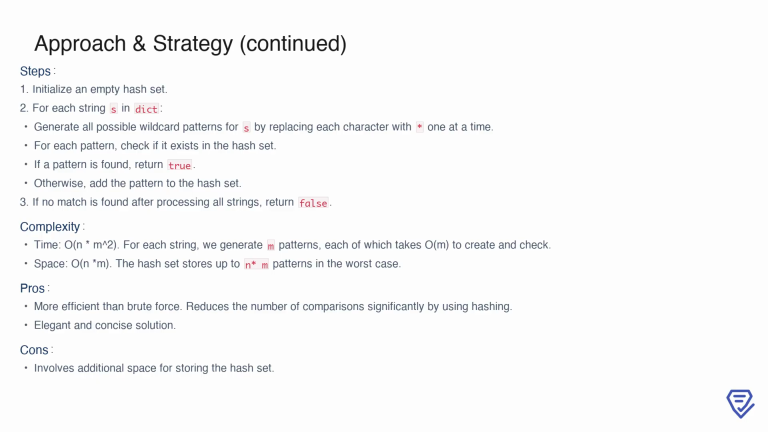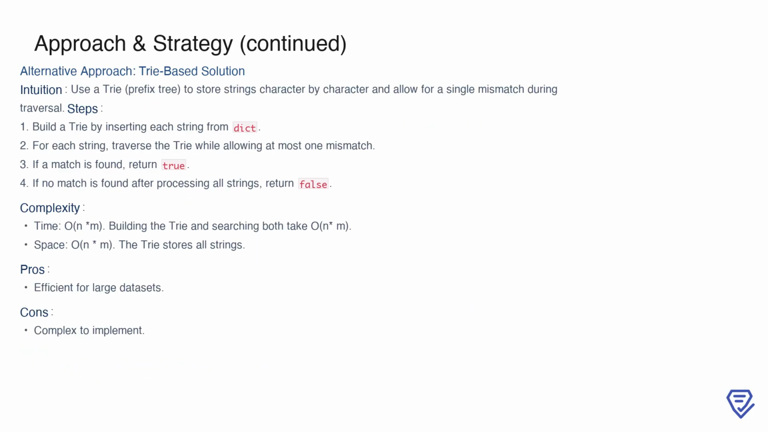While this method requires additional space, it offers a much faster alternative to brute force and is elegant in its simplicity. Another alternative to solve this problem is using a tree-based solution. The intuition here is to use a tree, or prefix tree, to store the input strings character by character while allowing for a single mismatch during traversal.